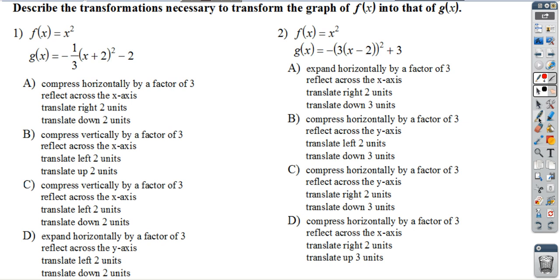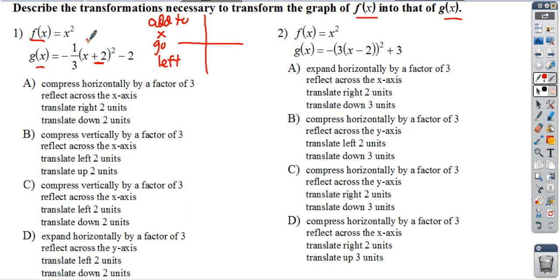Alright, so let's describe these transformations. So we want to know, how do we get from f of x to g of x? Here's f of x, here's g of x. So we usually always start from the inside out. So first of all, this one right here, we said add to x, go left. Okay, why is that true? Why, if you add to x, seems like adding to x should make us go right. So why is it going left?